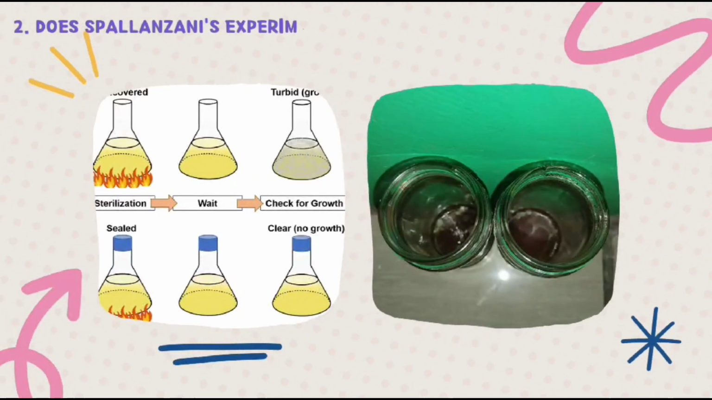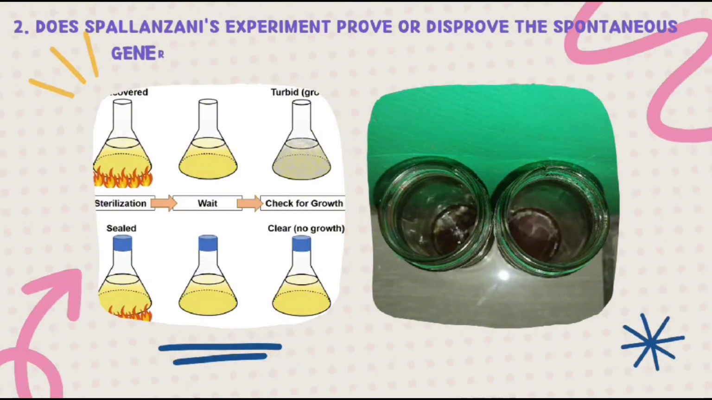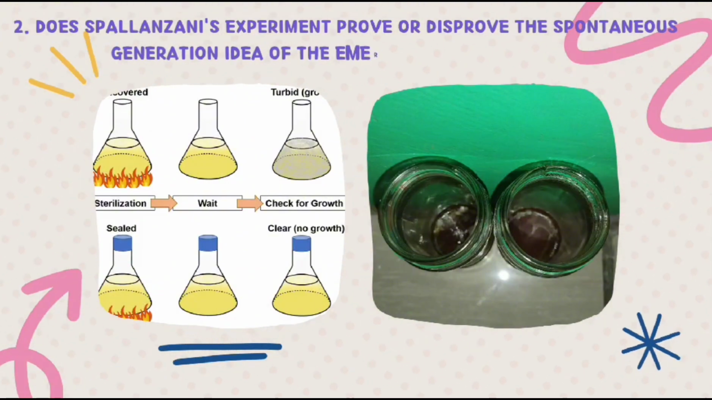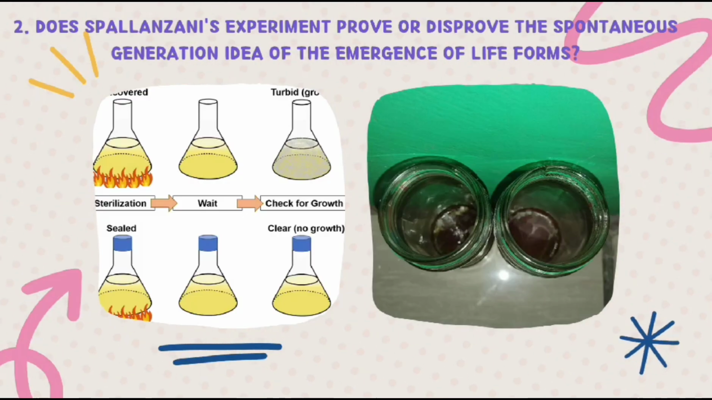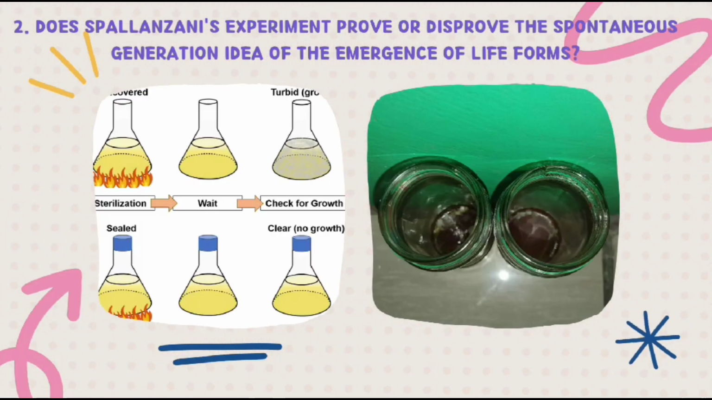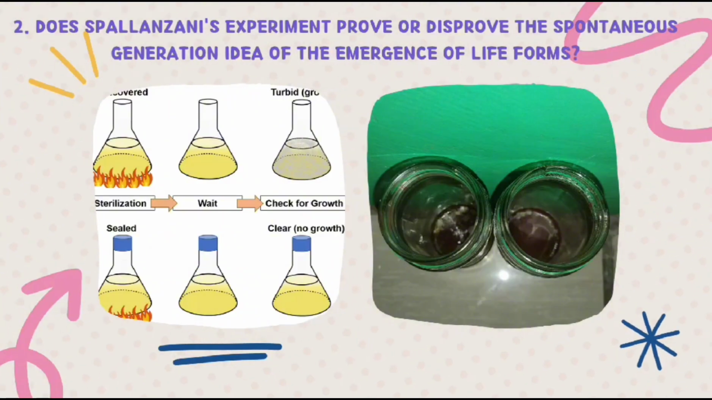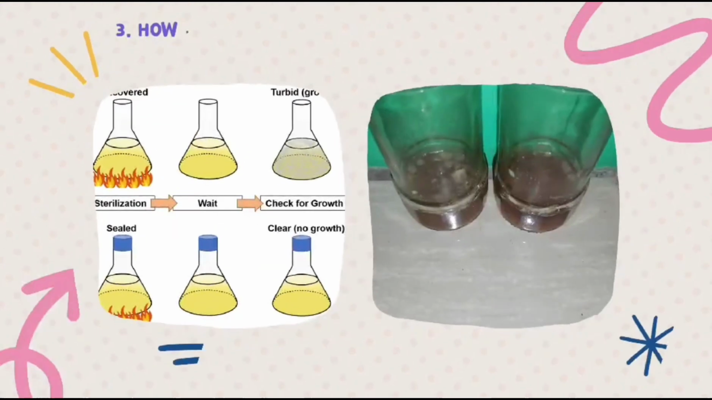How does Spallanzani's experiment prove or disprove the spontaneous generation idea of the emergence of life forms? Spallanzani's experiment disproved the spontaneous generation idea. His results showed that when broth was properly sterilized and sealed to prevent contamination, no life emerged.